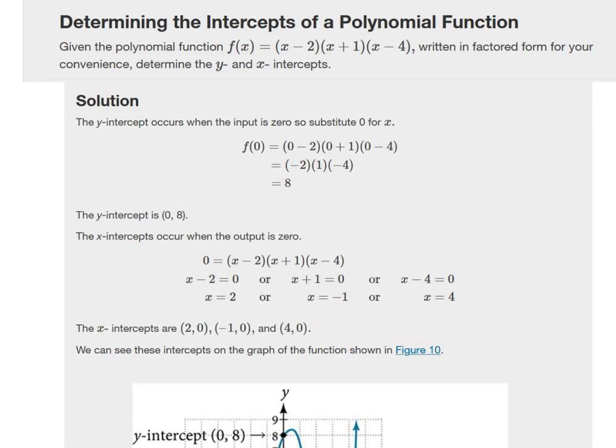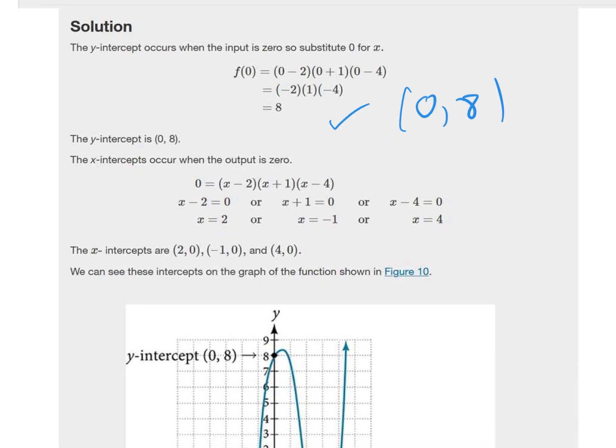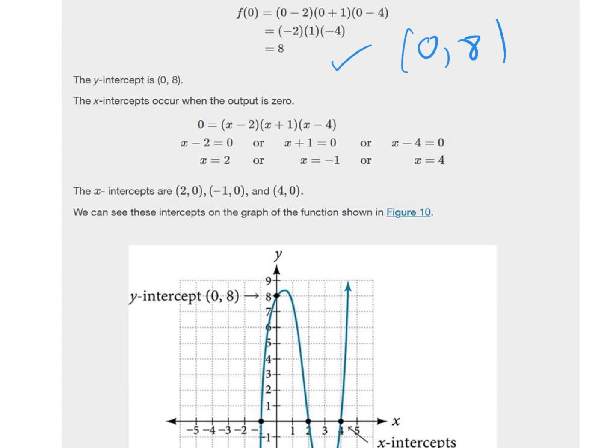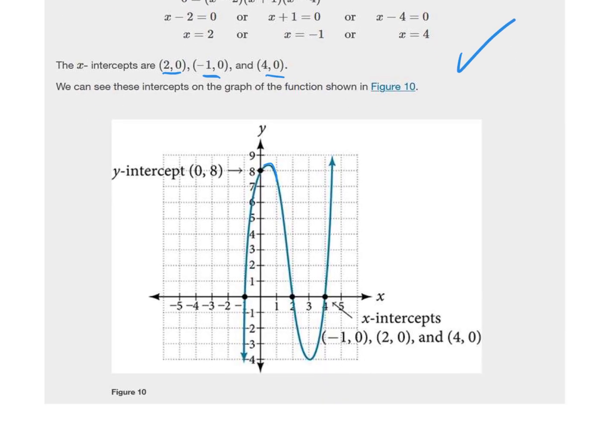Got the same y-intercept. They just didn't list the point as (0, 8). That's fine. And look at that graph. Notice it went up a little higher. I said it could go higher than that dot. I was right there. There's my x-intercepts: (2, 0), (-1, 0), and (4, 0). So I did it, and they even gave me the graph as well. So I'm pretty happy.